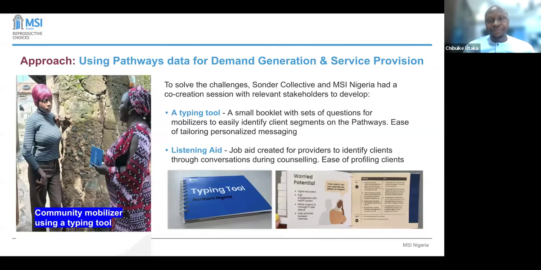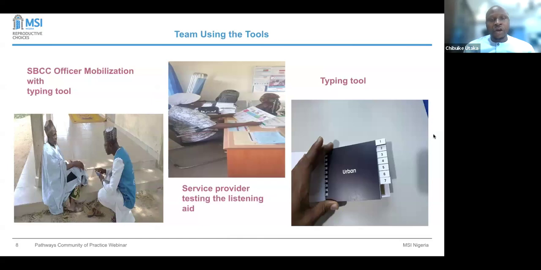Next slide. So these are the tools that I mentioned, and you can see our SBCC officer in the field using the typing tool. You can also see in the middle there our service provider using the listening aid, and this is what the inner part of the typing tool looks like by the side there. So basically, it's a small booklet, easy to carry, for the people in the field to use. Next slide.